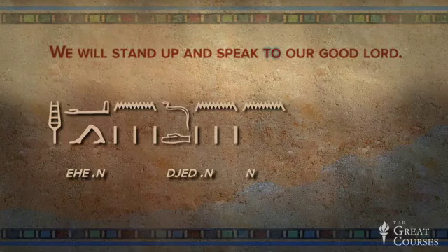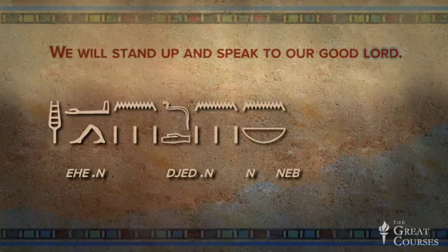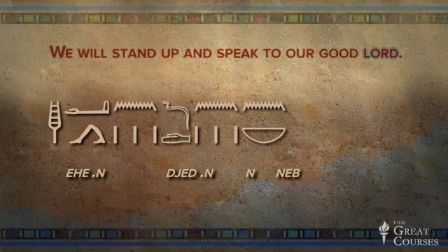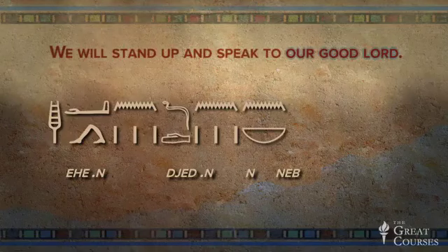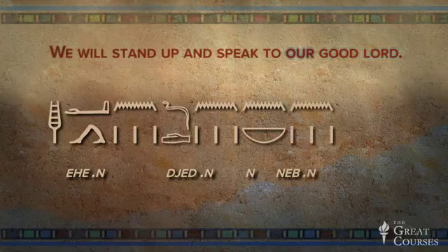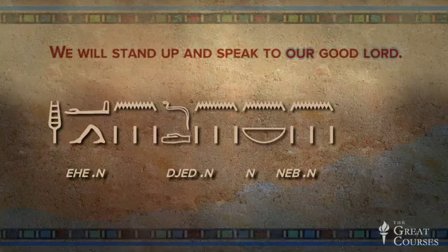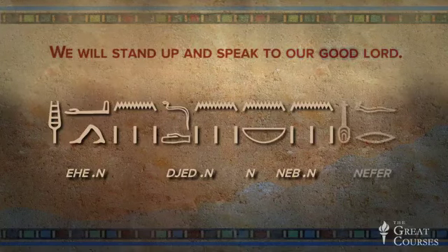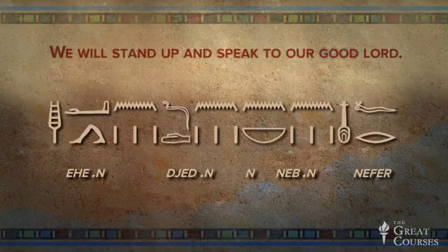Next, we need to start with Lord, which is the neb basket, either with the man determinative or without. Let's do it without, so we see things both ways. It's our good Lord, so we need the suffix pronoun for our again. That's our Lord. Now we just need the good, which is nefer. And that's, we will stand up and speak to our good Lord. Good.